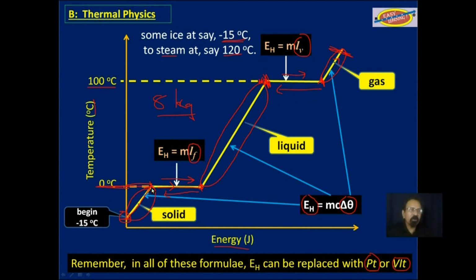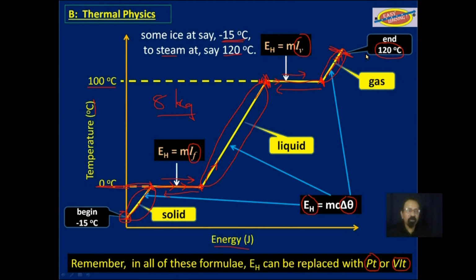Then you will have to change the solid into a liquid. Then you will have to heat up the liquid going this way until it reaches its boiling point. Then you will have to boil off the liquid, vaporize it. And then once it reaches here, you have now all vapor at 100 degrees. And then finally, you will have to heat up the vapor to, say, 120 degrees.